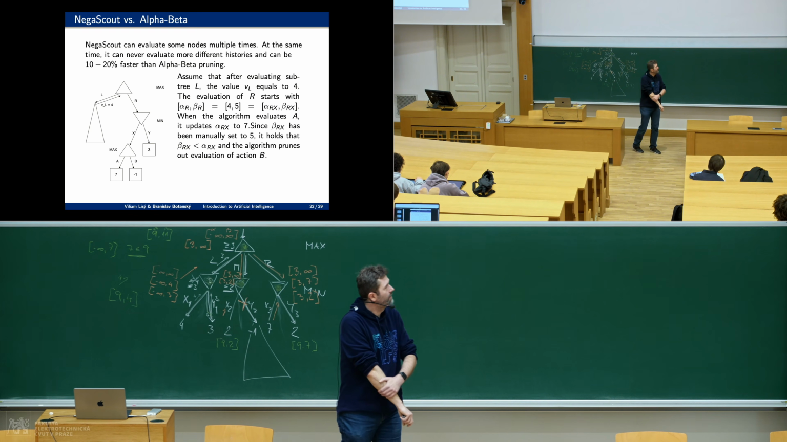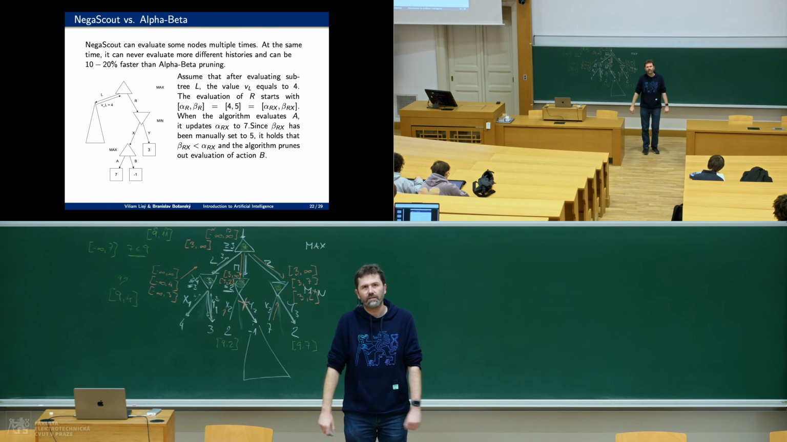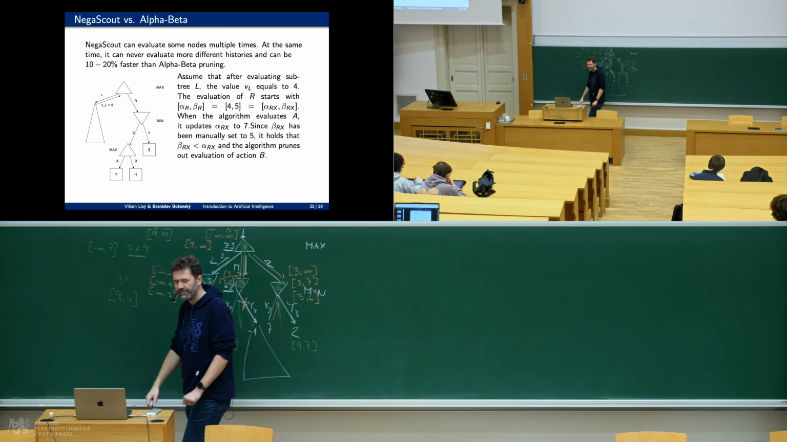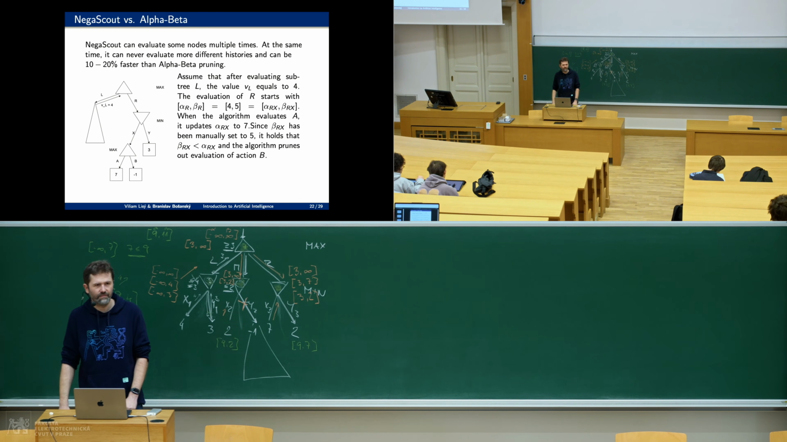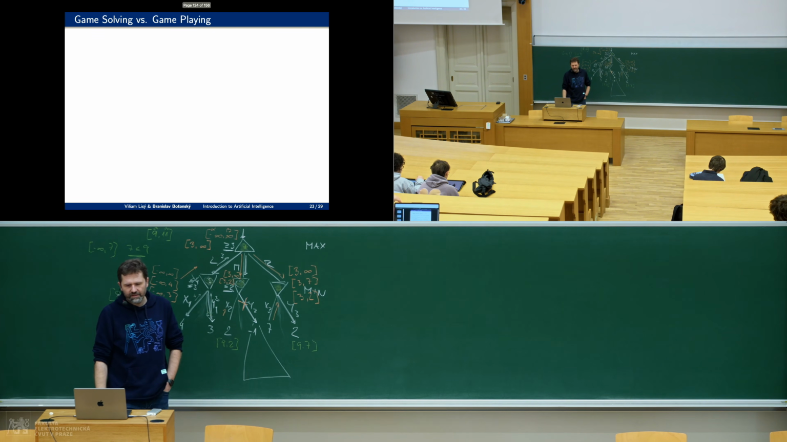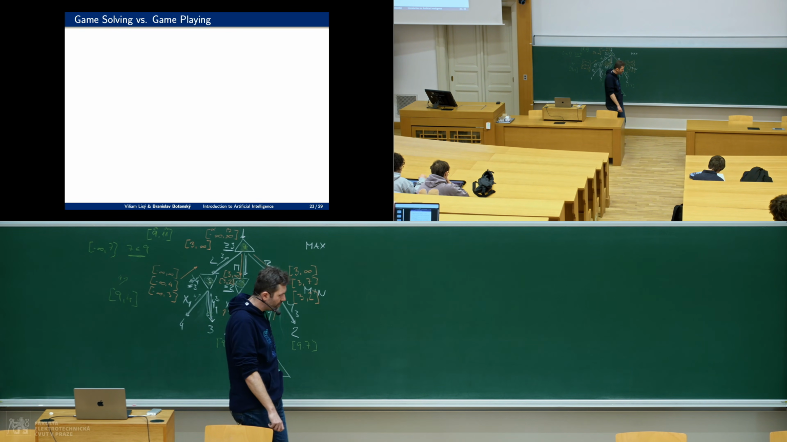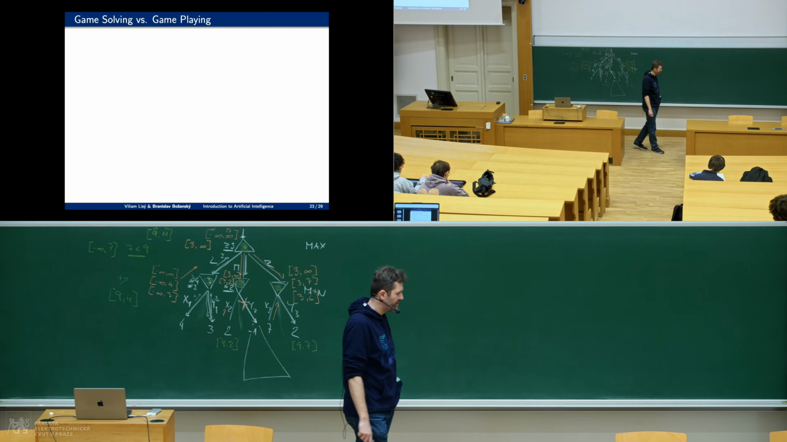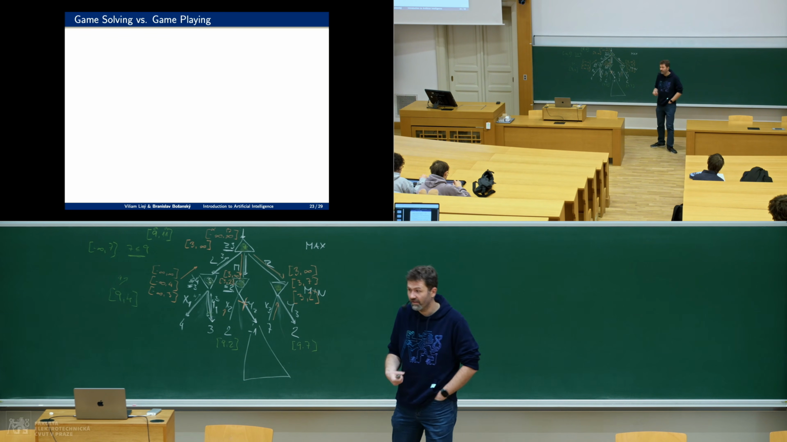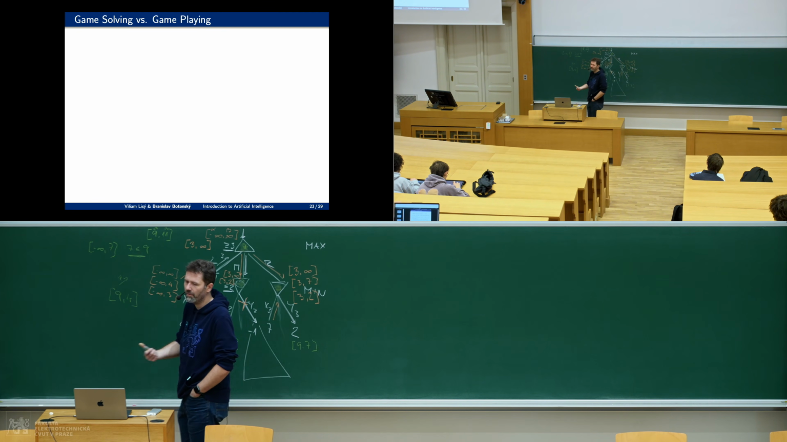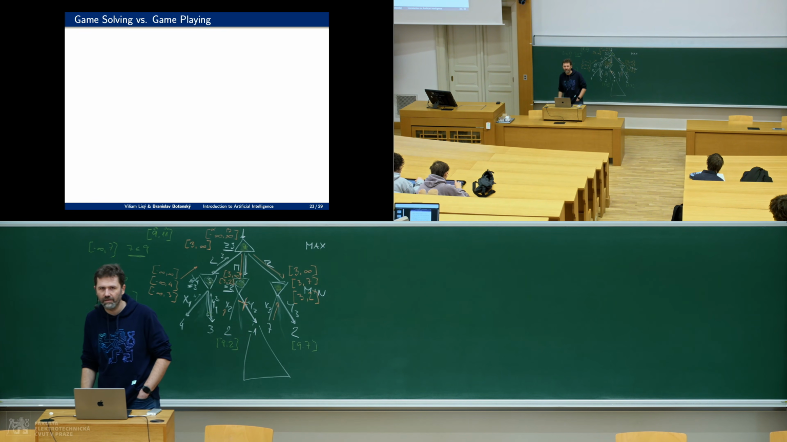Okay. So any questions on alpha-beta, Negascout, and these algorithms? If not, then let's conclude with some heuristics and observations: how these algorithms are actually used, and what the tricks and complications are when you want to use them for game playing.